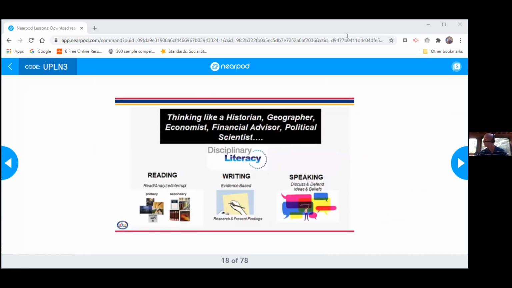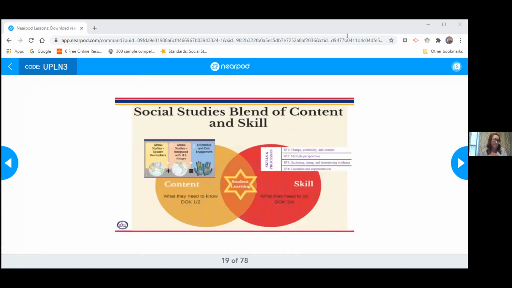And then that literacy piece that you guys were mentioning, thinking like a historian, a geographer, economist, financial advisor, political scientist, all of that stuff. You need to be able to read and write and speak and communicate. So we're trying to teach our students those skills. And then, not lastly, we got 2 more things. And that blend of skill and content.